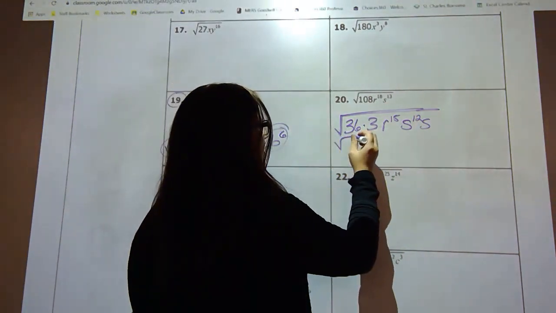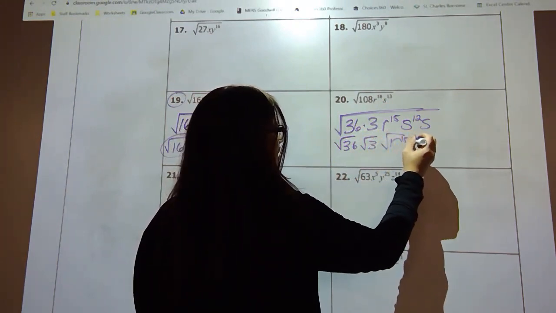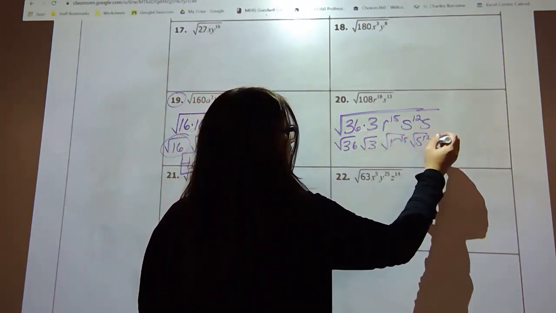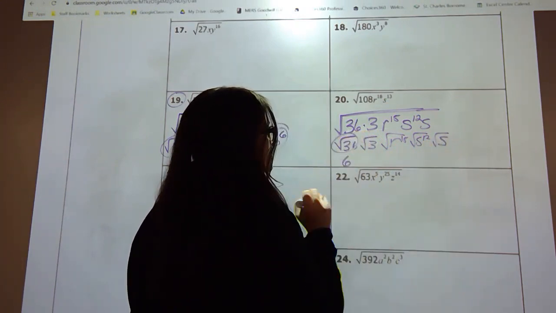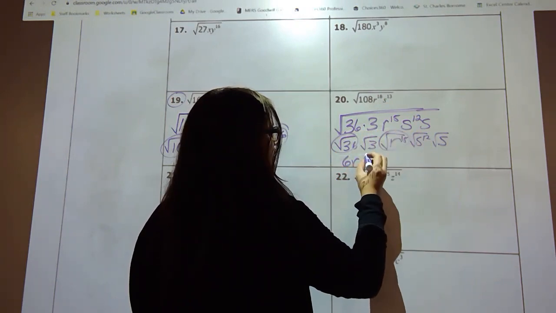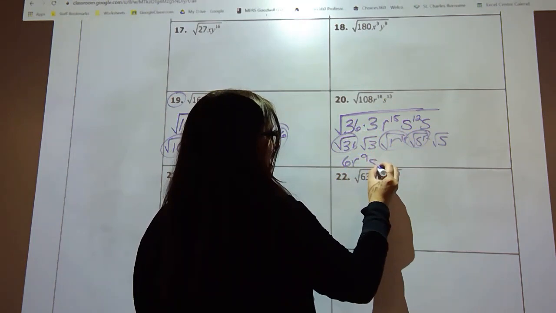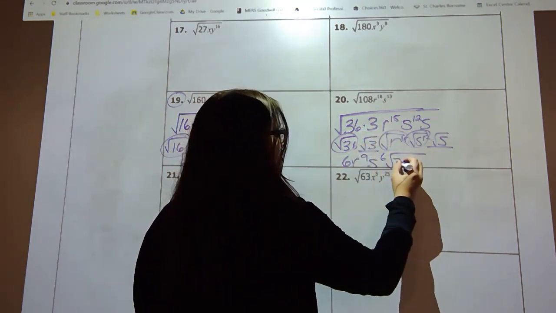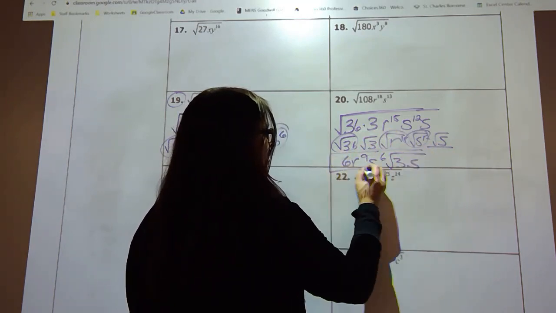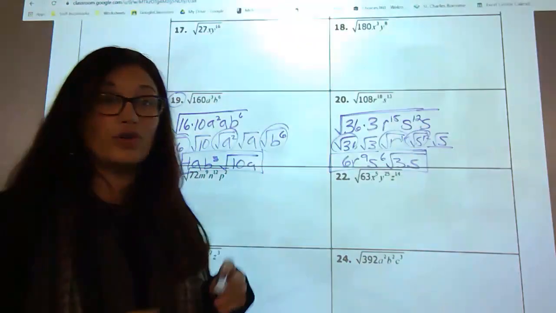So I'll split it: square root of 36, square root of 3, square root of R to the 18th, square root of S to the 12th, square root of S. The square root of 36 is 6. The square root of R to the 18th is R to the 9th. The square root of S to the 12th is S to the 6th. And my square root of 3 and my square root of S are not perfect, so I'll go ahead and write those inside of my radical. All right, I am going to leave the last 4 for you guys to do.